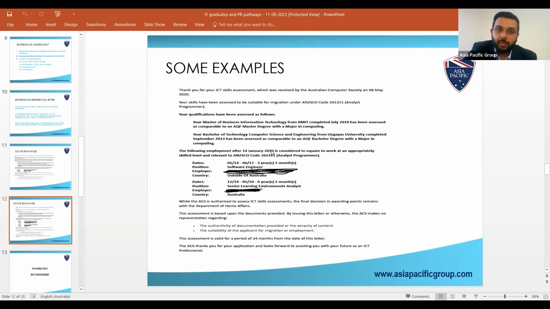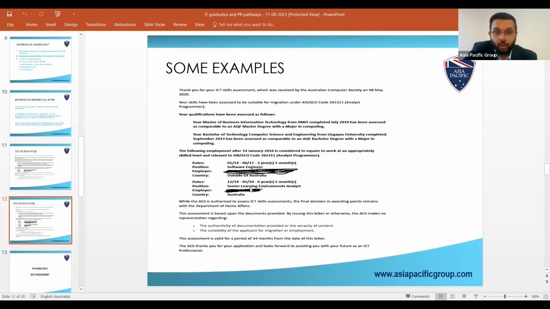What this letter means is that from 14th of January 2016, all experience is considered to equate to work at an appropriate skill level. So we can claim points after 14 January 2016. And if you notice, why is it 2016, not 2014? Because they deducted 2 years of experience from January 2014 and then they gave the point. So this is also one of the prime examples.